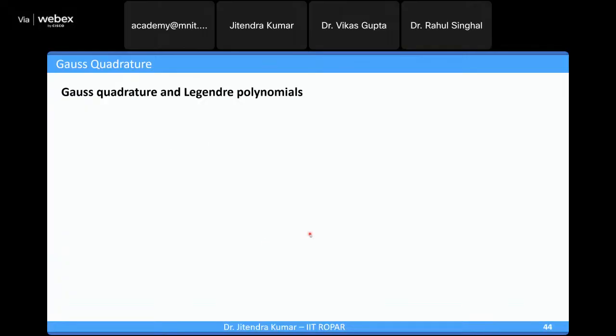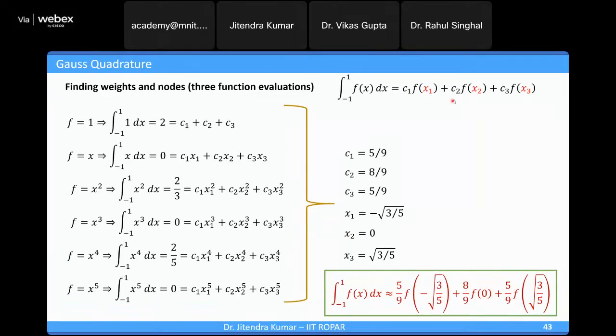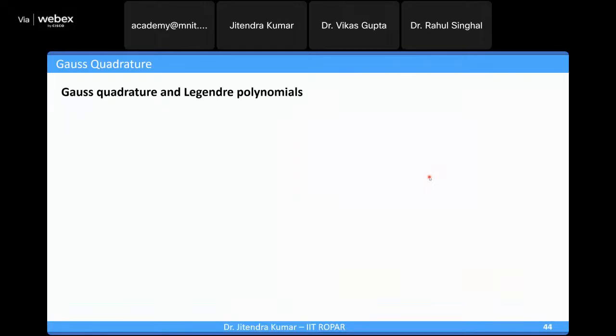So weight means these weights, C1, C2, C3, these are the weights, and these are the nodes, X1, X2, X3. So these all 6 are unknowns which we need to get by solving this system of equations, and there will be a unique solution. Of course, this is not so easy to solve, and therefore I'm just giving you some idea about this theory, where you can have the generalization to more nodes and so on.